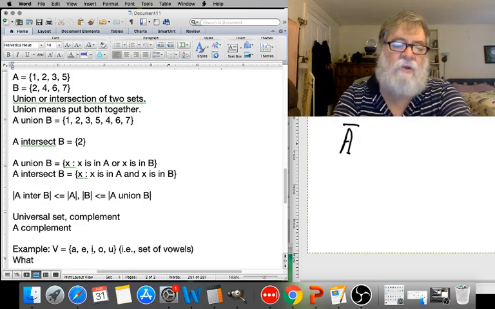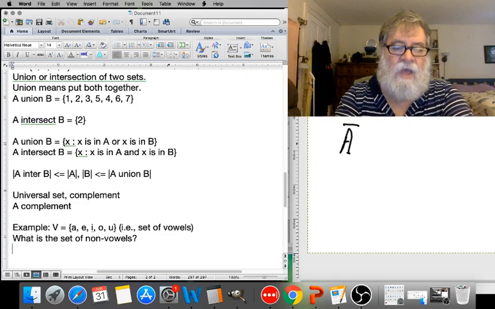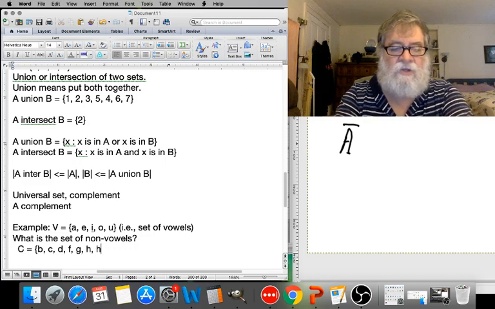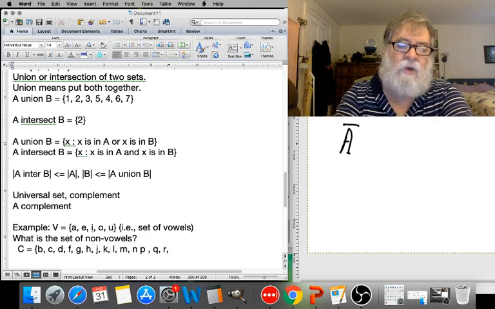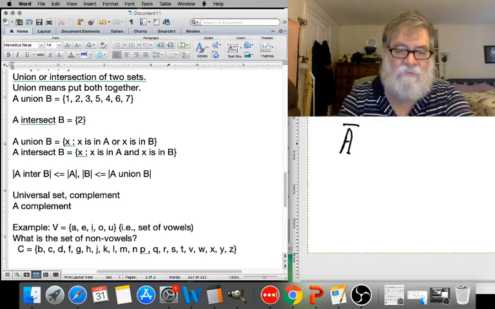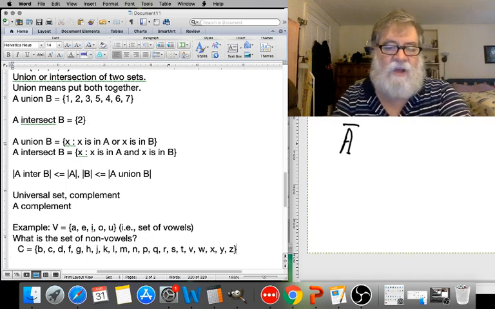Then we can ask, what is the set of non-vowels? And you might say the set of non-vowels is the set of consonants, which is B, C, D, F, G, H, J, K, L, M, N, P, Q, R, S, T, V, W, X, Y, because I didn't include it in the vowels, and Z. But this would be wrong. Well, at least not well defined.